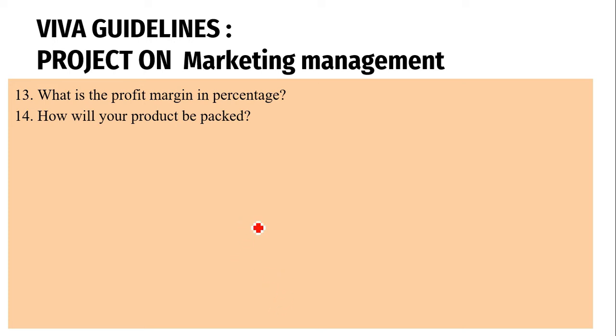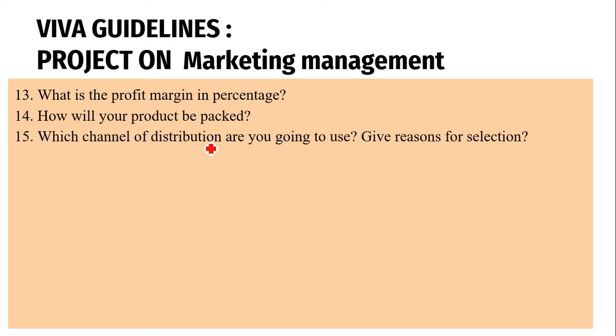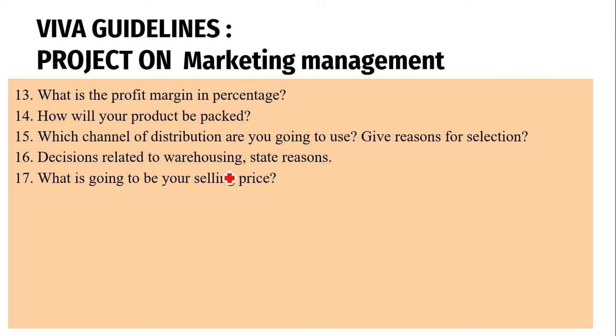Talk about packaging: primary, secondary, and the transportation packaging which you have decided for your product. Then which channel of distribution you are going to use? Are you going to use the 0 level, 1 level, 2 level, or 3 level? And why you have selected a particular channel, the reason for the same. Then what are your decisions related to warehousing? Are you having your own warehouses, or will you take warehouses on rent, and what is the location of the warehouses?